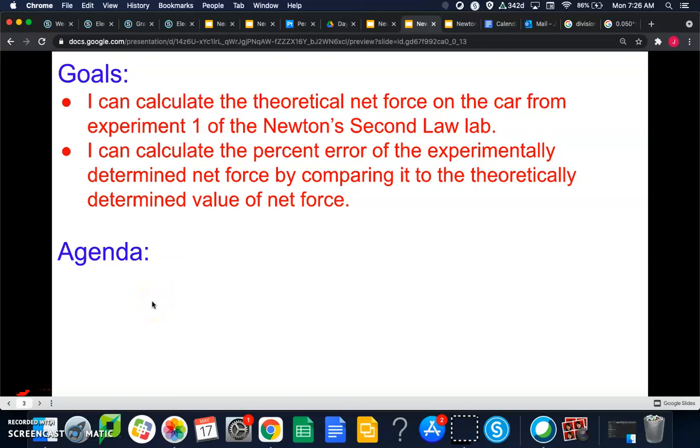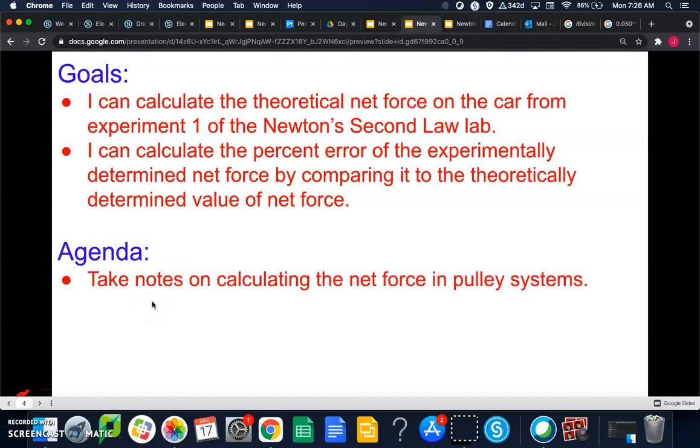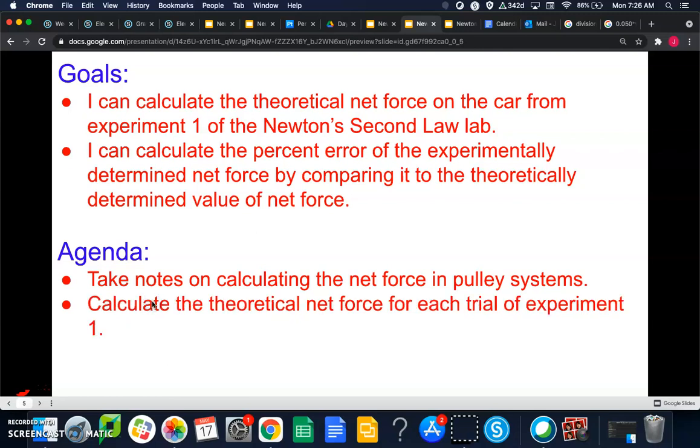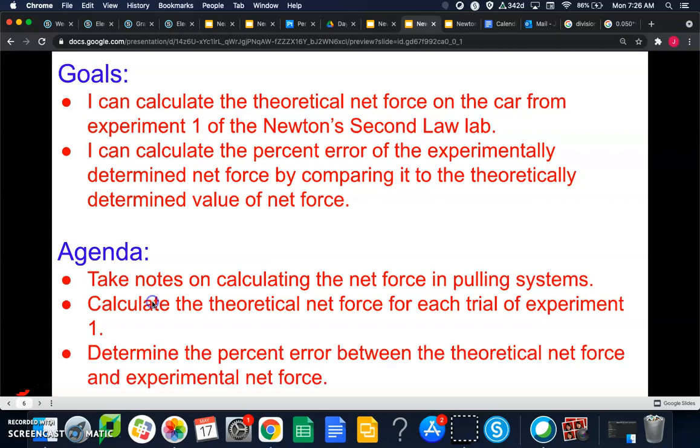All right, so our agenda for today. We're going to take notes on calculating the net force in pulley systems. We're going to calculate the theoretical net force for each trial of experiment 1. And then we're going to determine the percent error between the theoretical net force and the experimental net force.